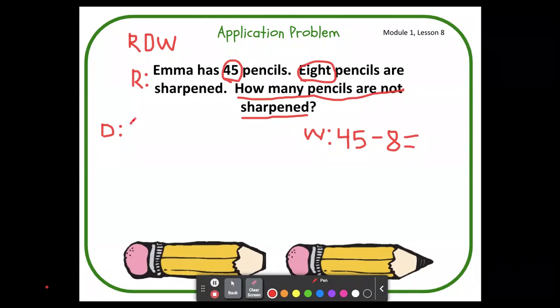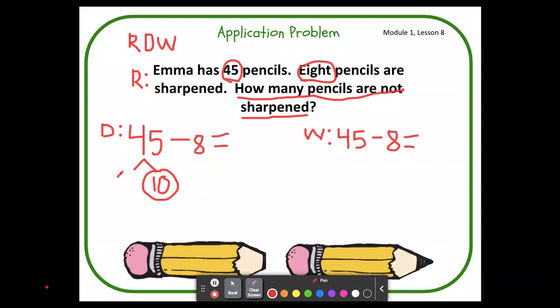We will continue to use the take from 10 strategy. Remember to start by decomposing the greater number, which in this case is 45. Take from 10 means that we are going to take a 10 from 45. We're going to take one 10, and that's going to be our first number part. And since we took one 10 from 4 tens, that means we have 3 tens left over, and the 5 ones can just come on down, 35. 35 plus 10 makes 45.